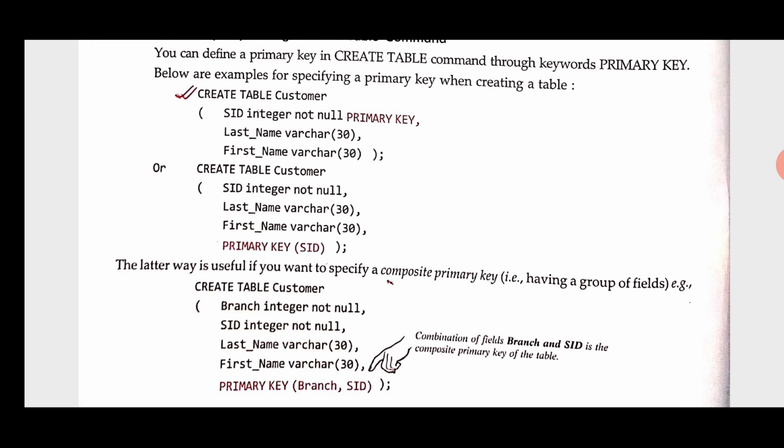Just see the example, create table customer SID integer not null primary key, last name varchar 30, first name varchar 30. This is the first method where we are creating a table customer and at that time only we are declaring SID, that is an integer column, where not null constraint is already applied, we can apply primary key constraint also. Or create table customer SID integer not null, last name varchar 30, first name varchar 30, and at the end we can assign primary key constraint and the parameter of primary key will be SID column.